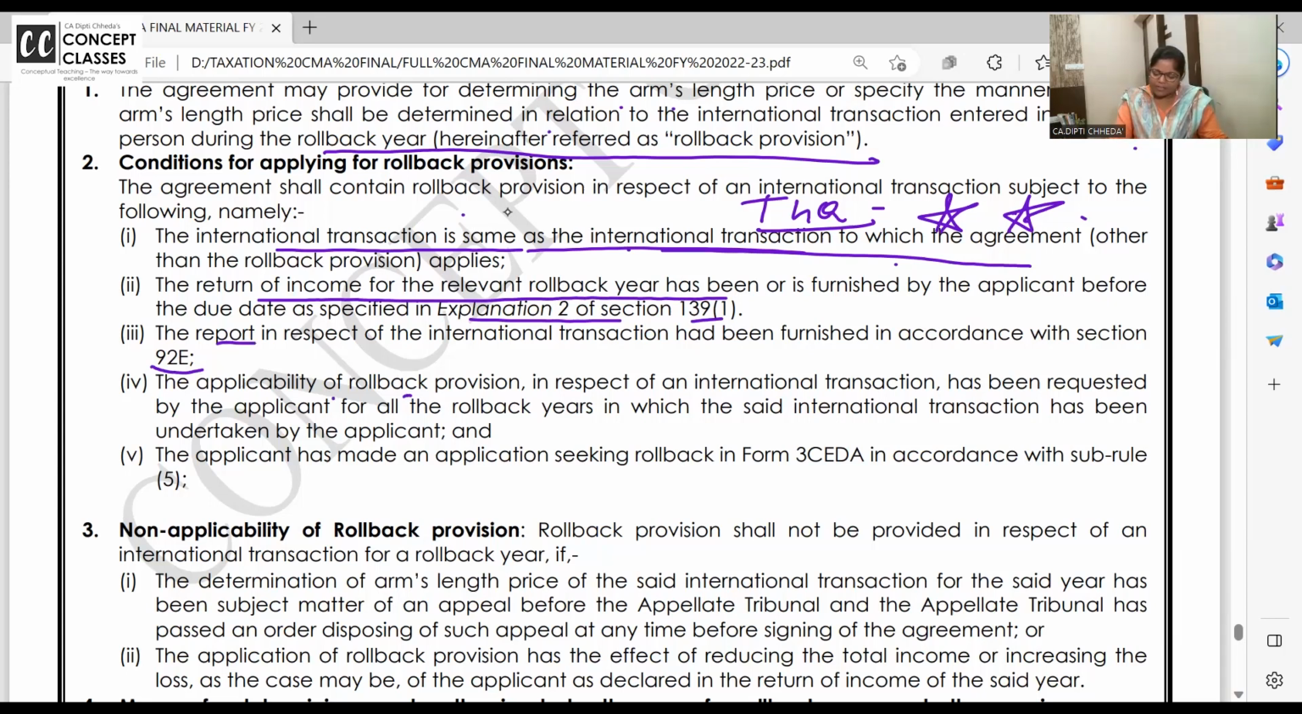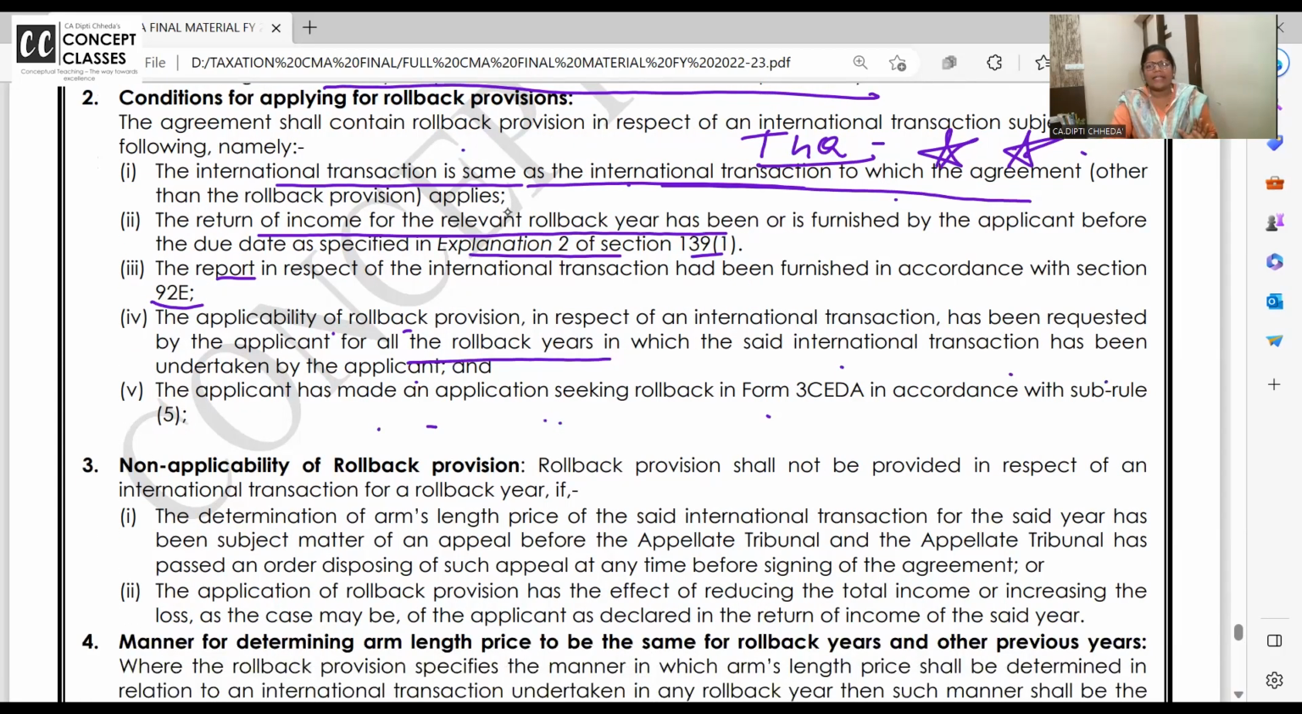Application of rollback in respect of transaction has been requested for all the rollback years in which said transaction has been undertaken by applicant. The applicability of rollback has been requested for all the rollback years. मैम you said रोल बैक ईयर 4 years, मुझे ना सिर्फ लास्ट 2 साल करना है, ऐसे नहीं होता है. All the rollback years. Application has been made, application seeking rollback in some form numbers and all.